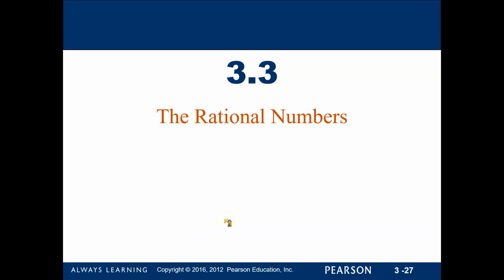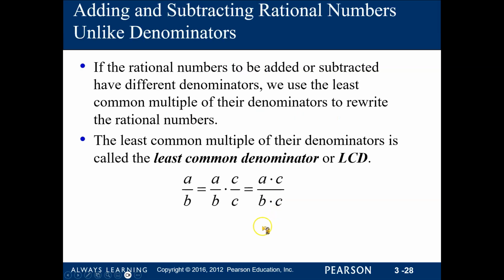Now, let's continue with our rational numbers. How are we going to add or subtract rational numbers or fractions that have different denominators? If we have unlike denominators, remember, we can only add fractions that have the same denominator. So if they have different denominators, we have to think of a way to make them the same denominator.